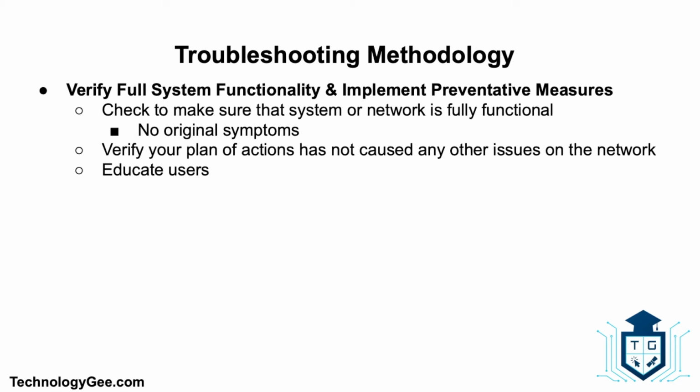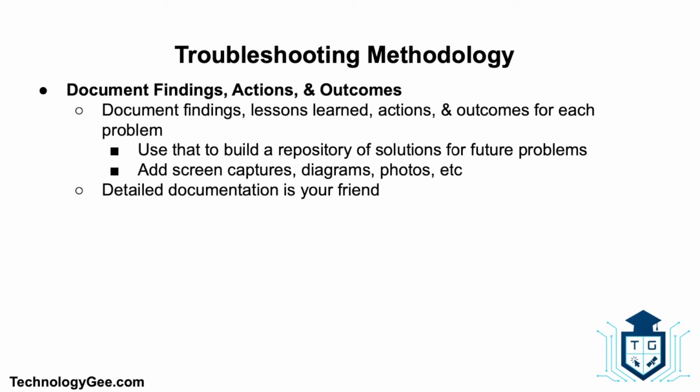Also, attempt to determine whether your action plan has caused any other issues on the network, and if they have, you need to go back and solve those problems so that system or network can be fully functional. And then finally, you want to document your findings, actions, and outcomes.